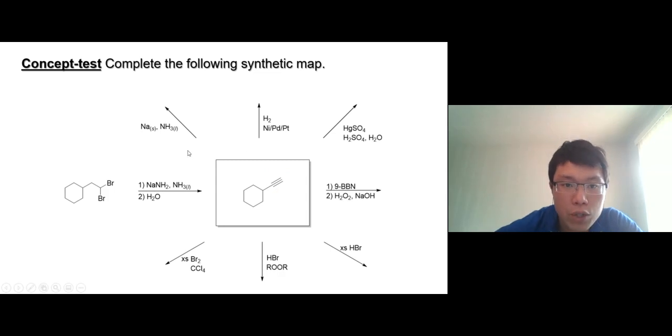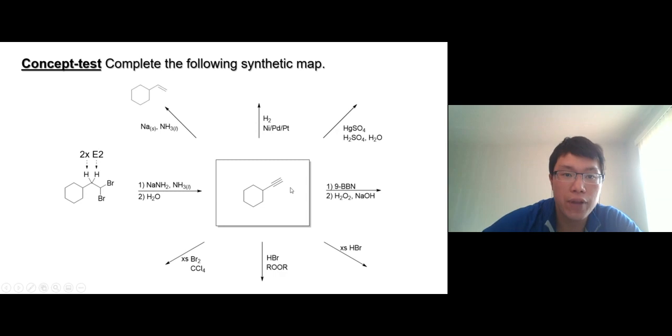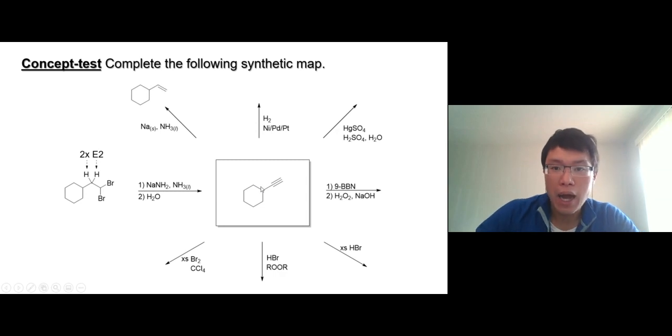And what do we do? We add sodium in liquid ammonia. This is a dissolving metal hydrogenation, and you should get a trans alkene. But this one doesn't have a trans, since there's no substituent on here, so you just get an alkene right there. Going to the top, that's just a regular hydrogenation: hydrogen with nickel, palladium, or platinum. So you should get an alkane.